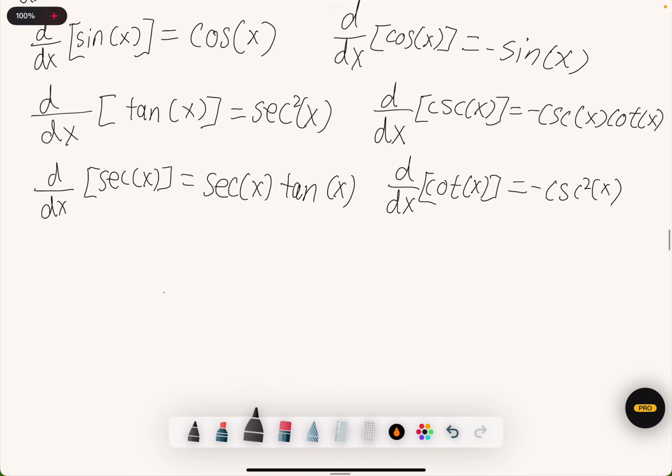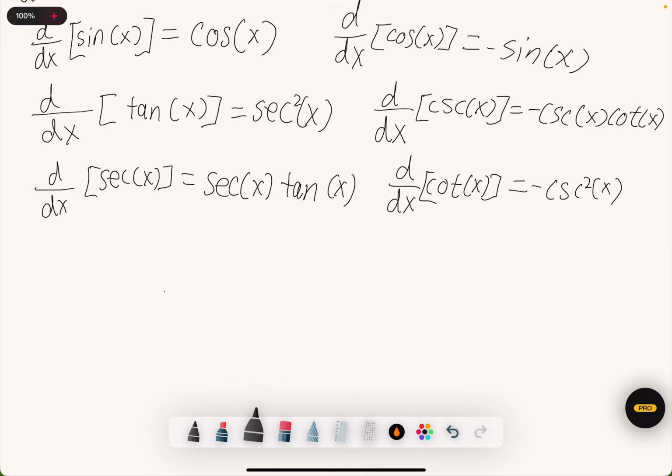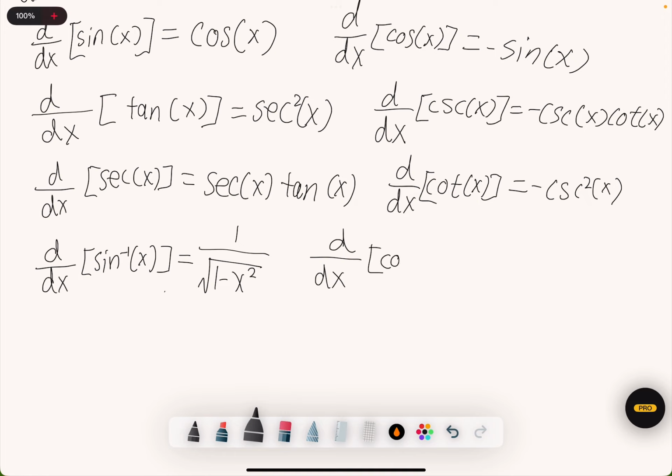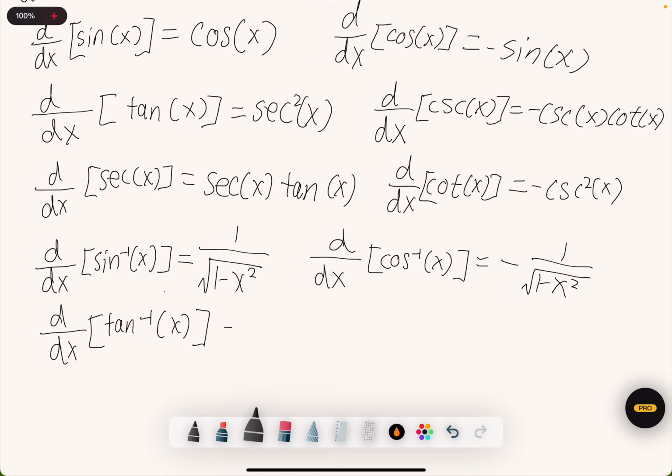Now let's move on to inverse trigonometry functions. We have, first off, the inverse of sine. The derivative of the inverse of sine of x is 1 over the root of 1 minus x squared. The derivative of the inverse of cosine x is negative of that. And then we have the derivative of the inverse of tangent x, which is 1 over 1 plus x squared.